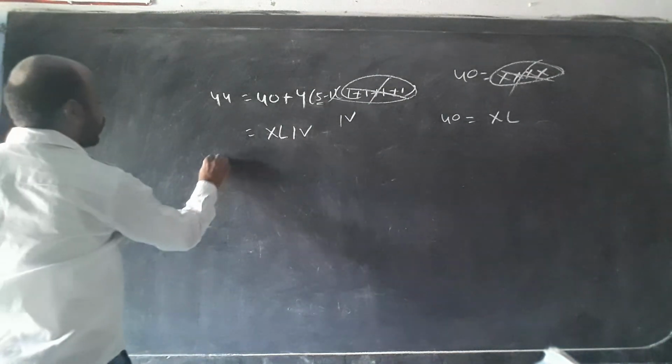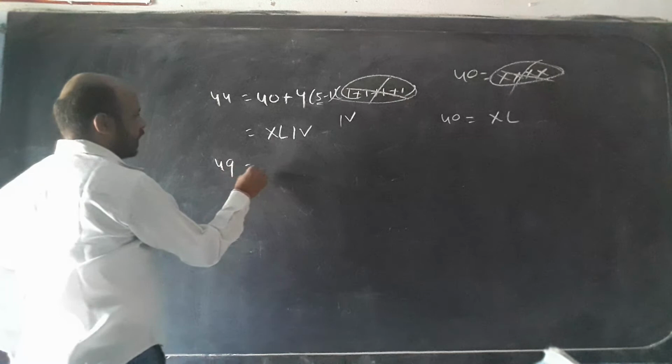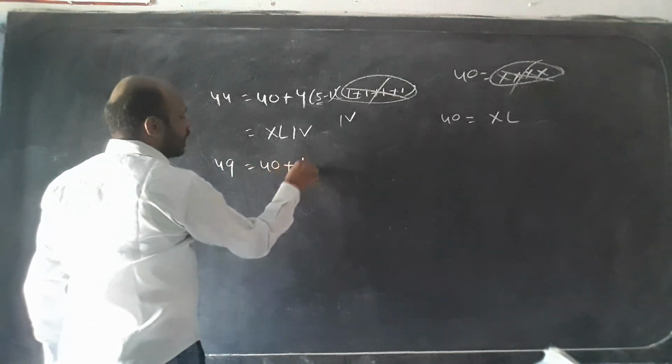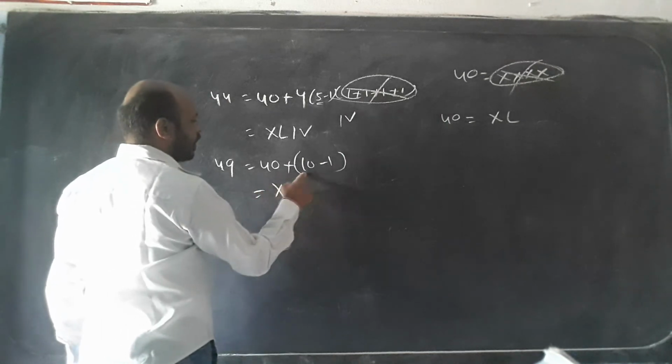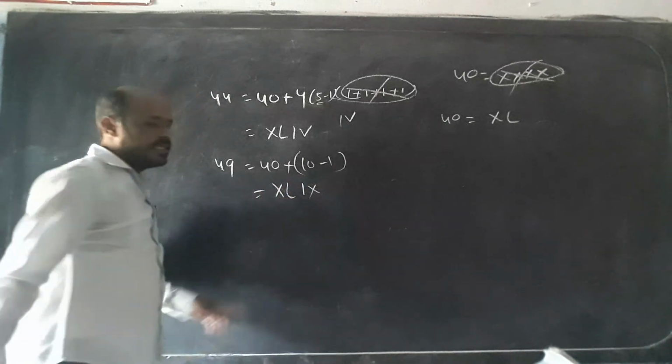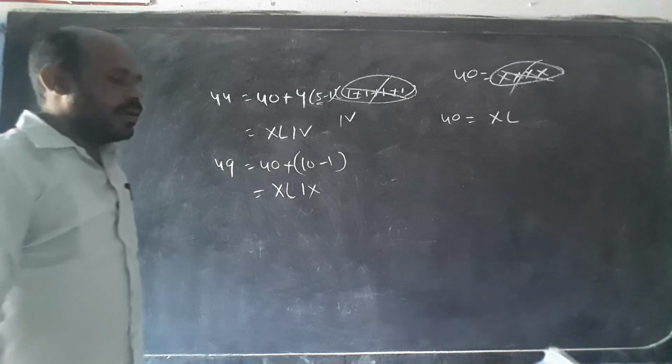Okay, then next one, 49. 49 means 40 plus 10 minus 1. 40 is XL, 10 minus 1 is IX. This is 49. Okay, children.